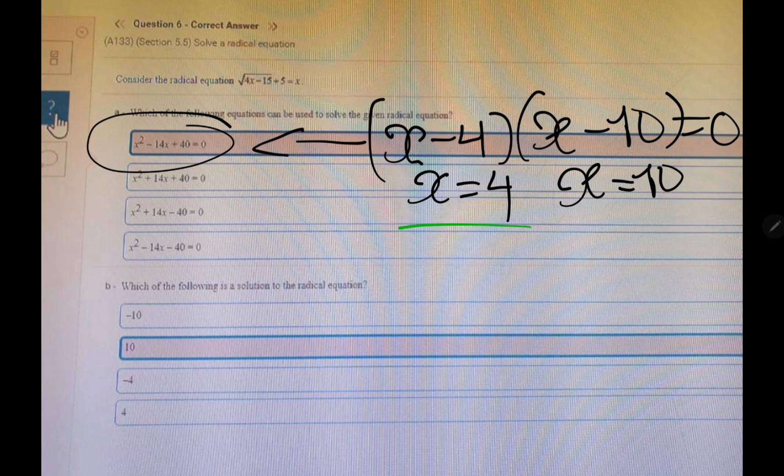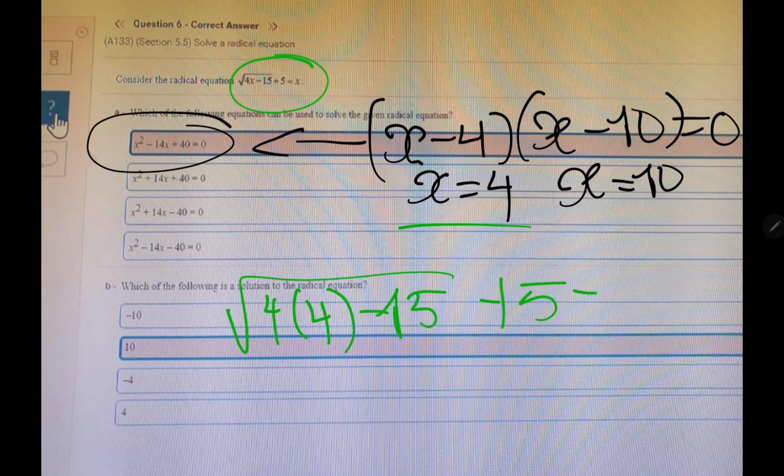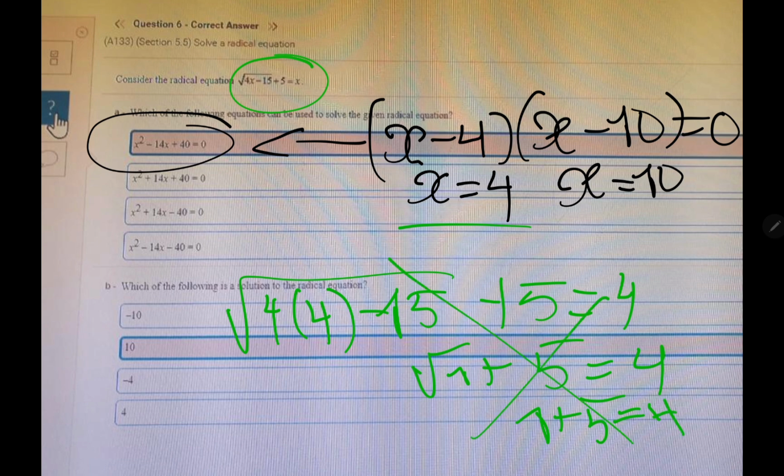So if you put 4 here in this equation, you're gonna get radical 4 times 4 minus 15 plus 5 is equal to 4. Let us check. Radical 4 times 4, 16. So radical 16 minus 15. Radical 1 plus 5, is it equal to 4? 1 plus 5, is it equal to 4? No, so it is wrong.